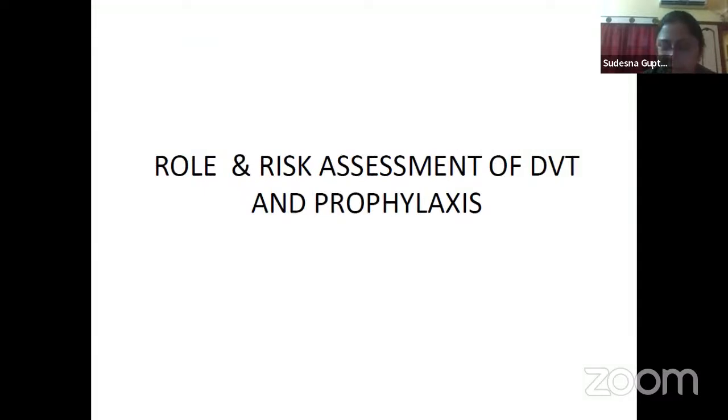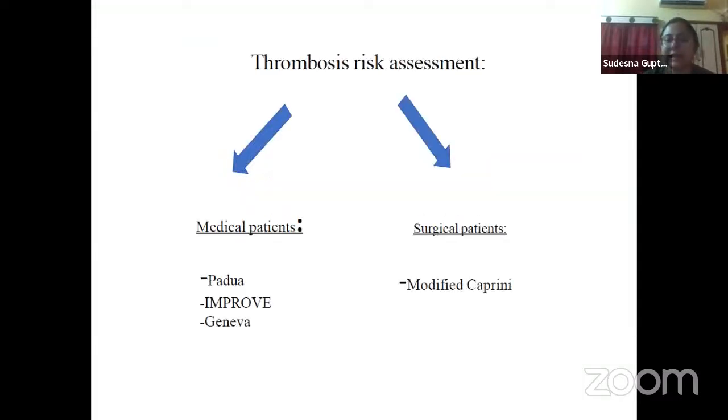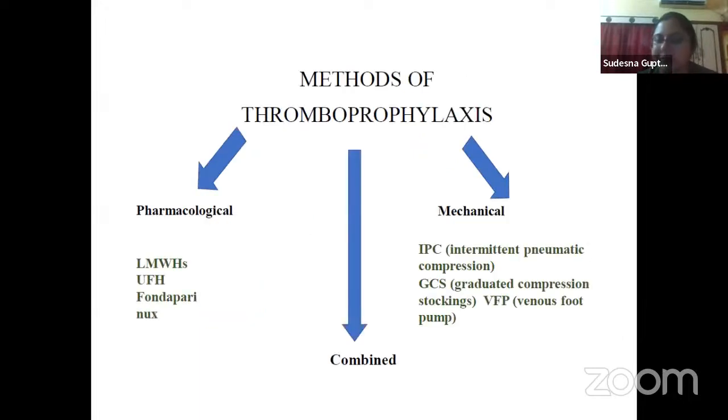Before moving further on management, there are some points about prophylaxis. How do we prevent VTE in patients who are critically ill and admitted to intensive care? For risk assessment, we may divide patients into medical or surgical, and different scales have been developed, namely the Padua scale, IMPROVE scale, and Geneva scale for medical patients, and the Caprini scale for surgical patients. These scoring systems help us decide whether my patient needs any prophylactic management.